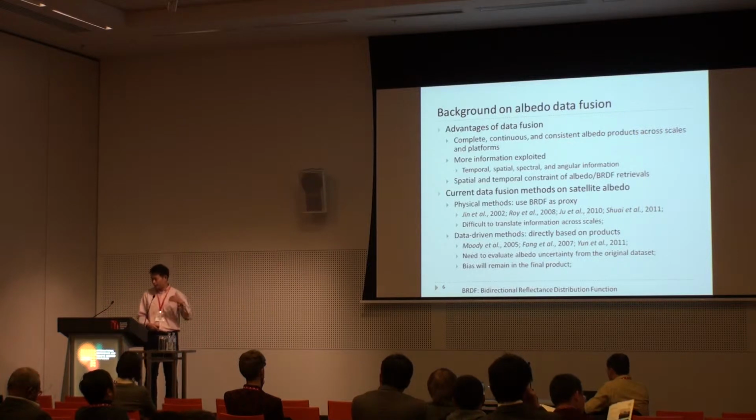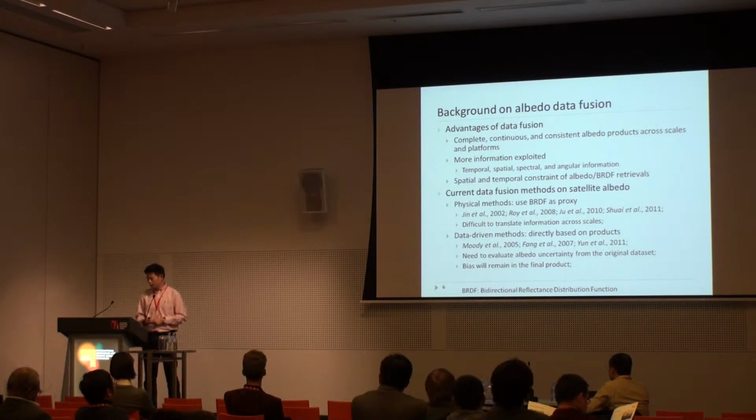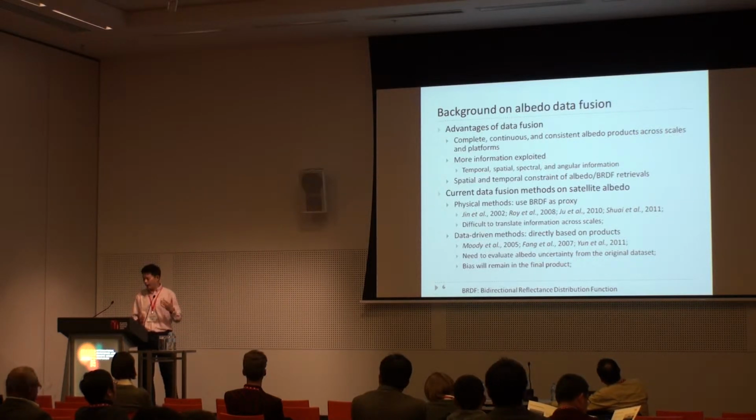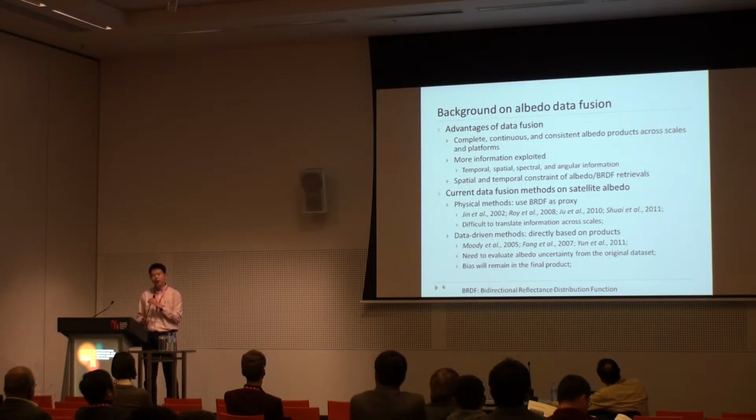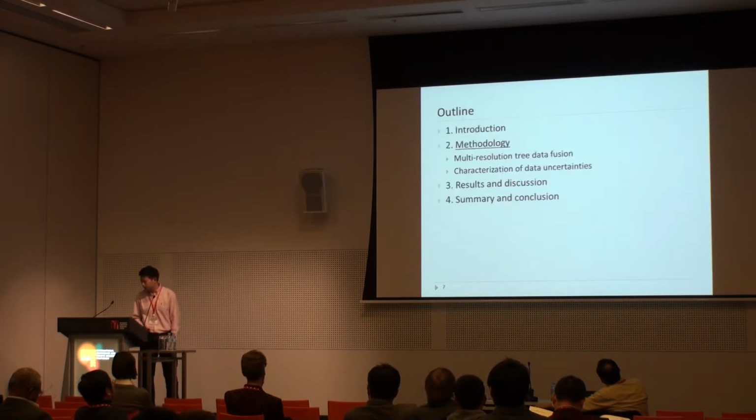The other kind of method is the data-driven method. People have done research using long-term albedo products to fill the gaps. But some problems also exist, like we need to evaluate the albedo uncertainty to carry out this kind of method. And also, bias will normally remain in the final product since they only rely on one albedo product.